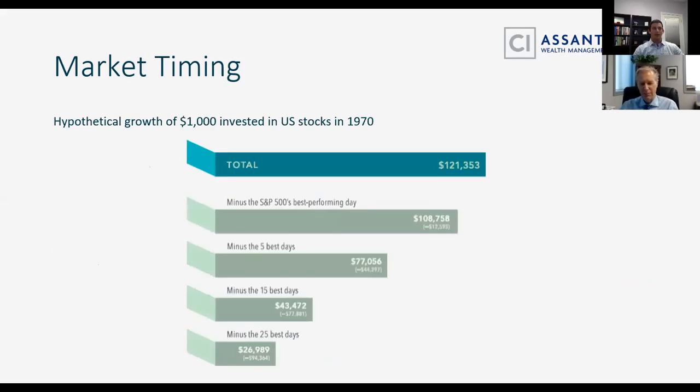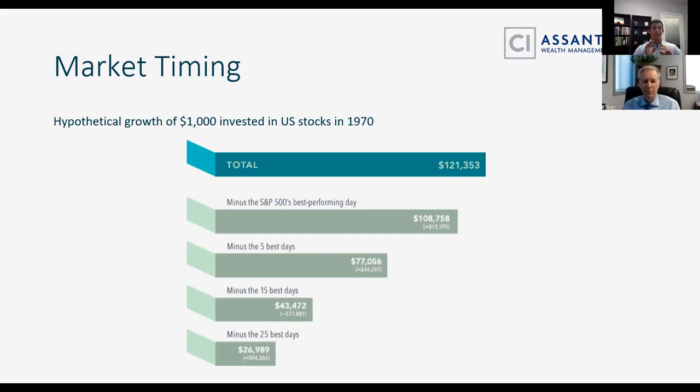pretty drastic results. So if we were to look at $1,000 invested in US stocks in 1970, so we put it into the US stock market, the S&P 500. If we just bought that $1,000 in 1970 and held it, we would have $121,000 at the beginning of 2020. Now, if we were to try to time the market and we missed just the single best day, we would only have $108,000. It's a $12,000 difference just missing one single day.